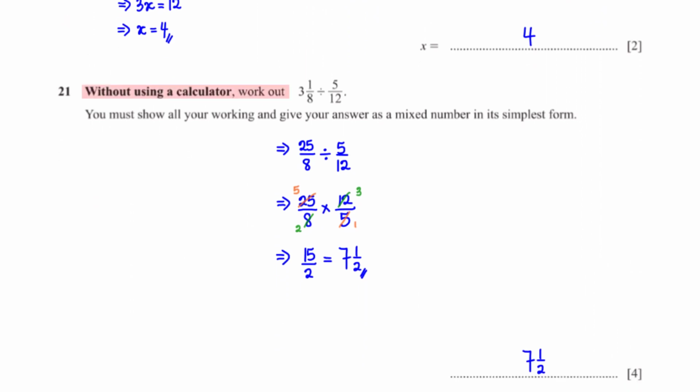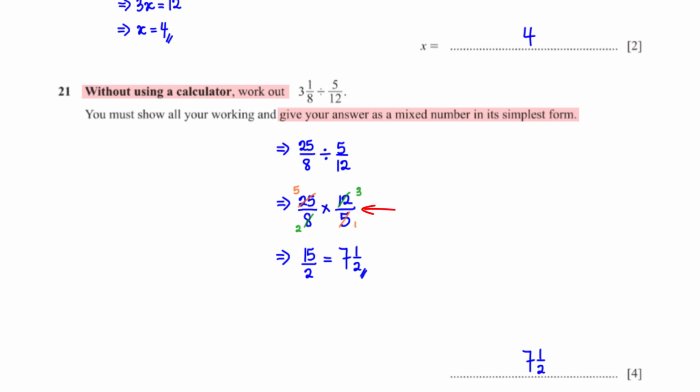Without using a calculator, work out 3 1/8 divided by 5/12. You must show all your working and give your answer as a mixed number in its simplest form. First, we convert the mixed fraction 3 1/8 into an improper fraction. So 8 times 3 plus 1 is 25, which we divide by 8.